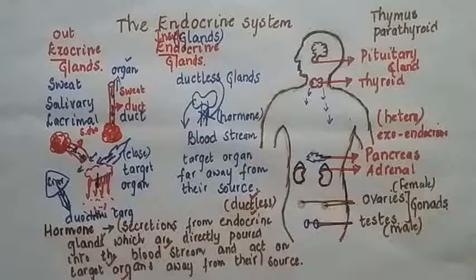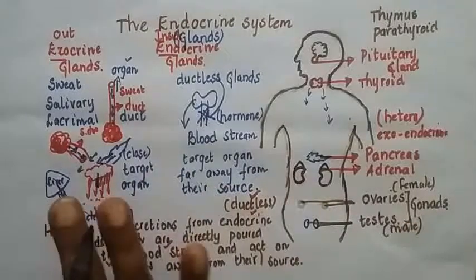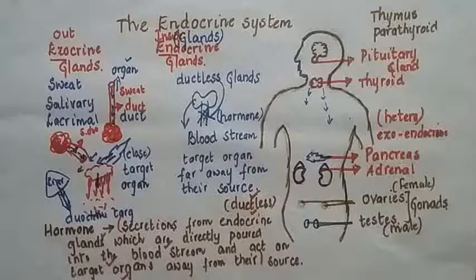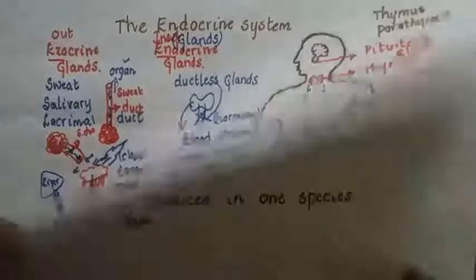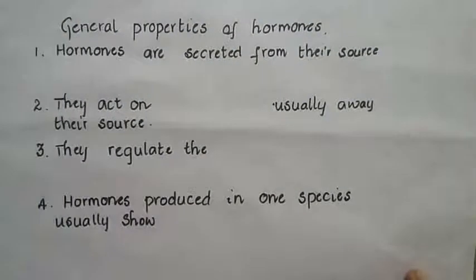Fine. Hope you are clear with the differences between exocrine and endocrine glands, the definition of hormone, and the names of the endocrine glands. Children, now let us study the general properties of the hormones, or a few characteristics of the hormones. I think when I just taught you the definition of a hormone, within that you have two features or two properties. Right? Now, what is the first property?